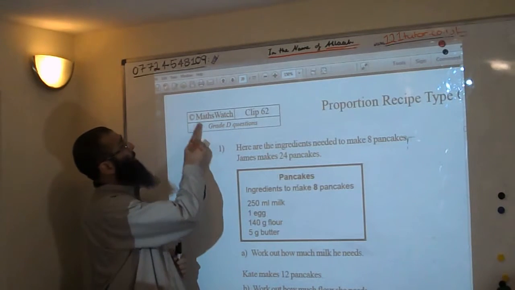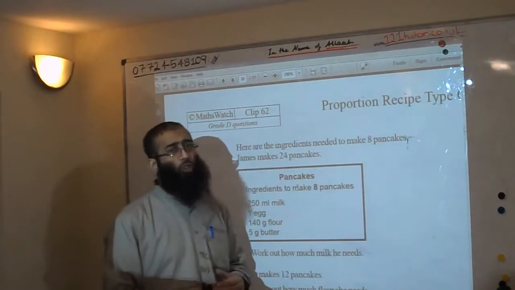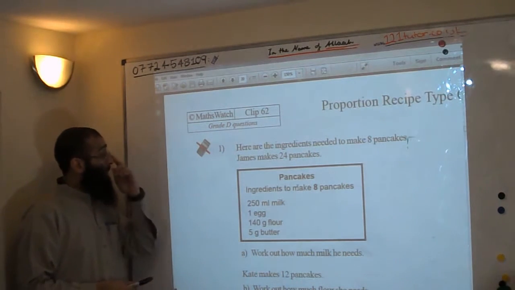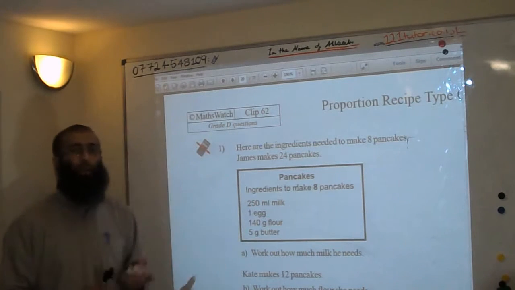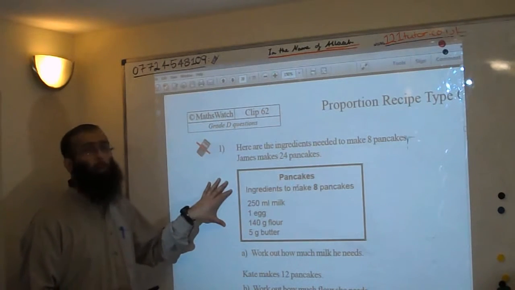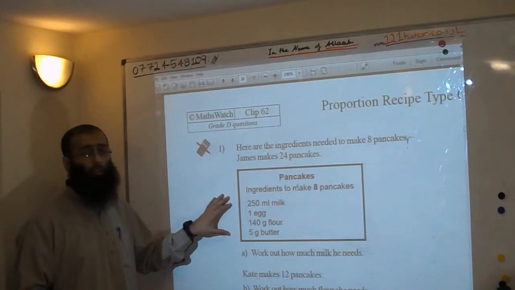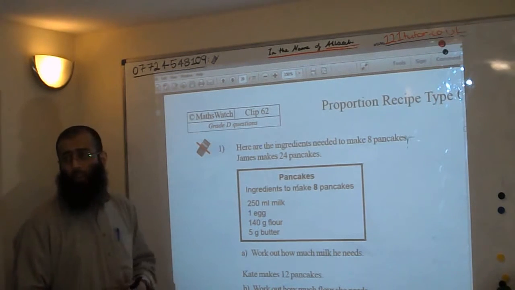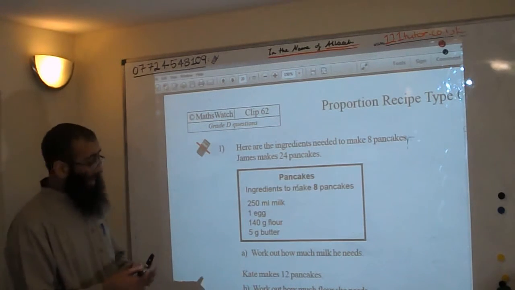Okay, question number 1. We're looking at Maths Watch Clip 62, Grade D questions, proportion recipe type questions. These ones here are non-calculator. So here are the ingredients needed to make 8 pancakes. These questions are very popular, especially in the GCSE paper, even in the higher paper. In the foundation paper, we have these type of ingredient questions.